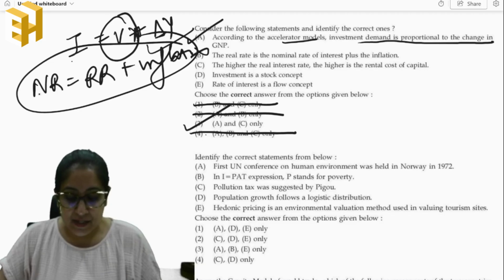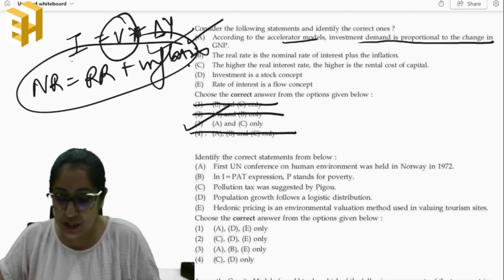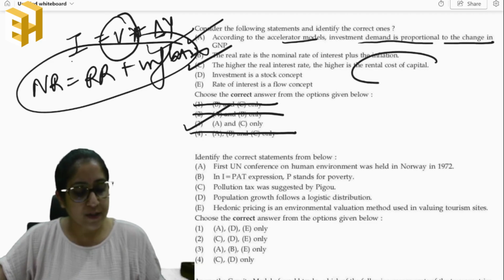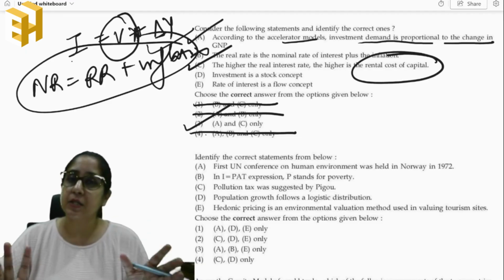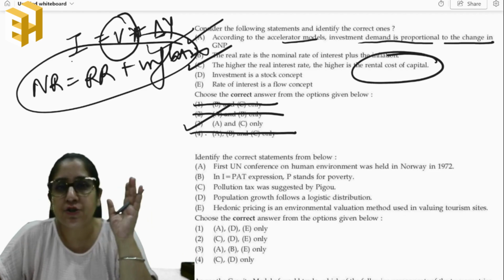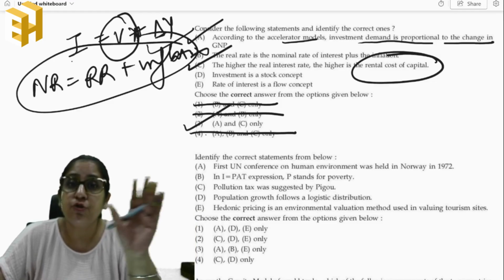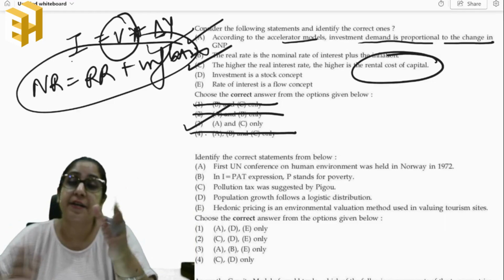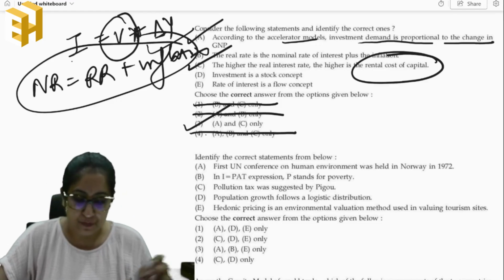Now, next statement, the higher the real interest, the higher is the rental cost of capital. Yes, this is true. So what is this rental cost of capital? It is nothing but an implicit or an explicit price that the firms pay to use a unit of capital. Okay, so what is the price the firms are paying to use capital? That is what a rental cost of capital basically means. So this statement is true.